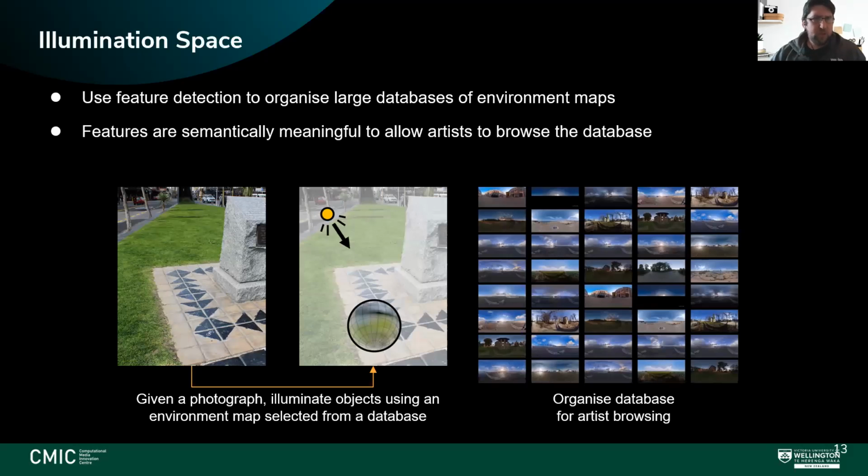So we'll begin with illumination space. The problem is that we've got large data. Typical in VFX studios, they'll have a large database of these 360-degree panoramas that they've captured. When they go out and set to film, they often will capture a panorama and add that to their database. And often these artists will collect a huge number of what I call radiance maps or environment maps.